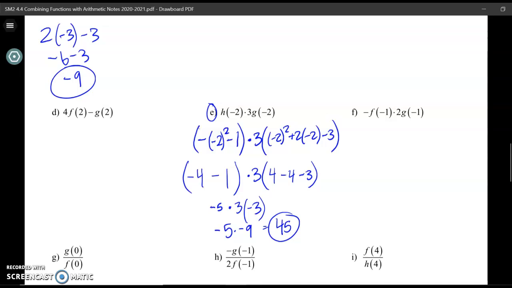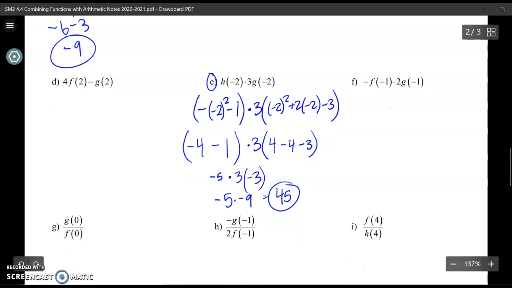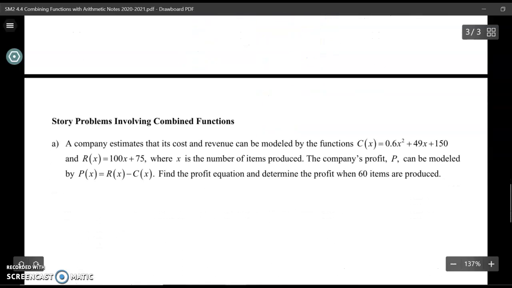So I'm going to let you guys work through these other examples. Just remember to be careful, use lots of parentheses, and just make sure you plug in. Remember, the number in the parentheses next to the G or the F or the H goes in place of all of the X's in your functions.